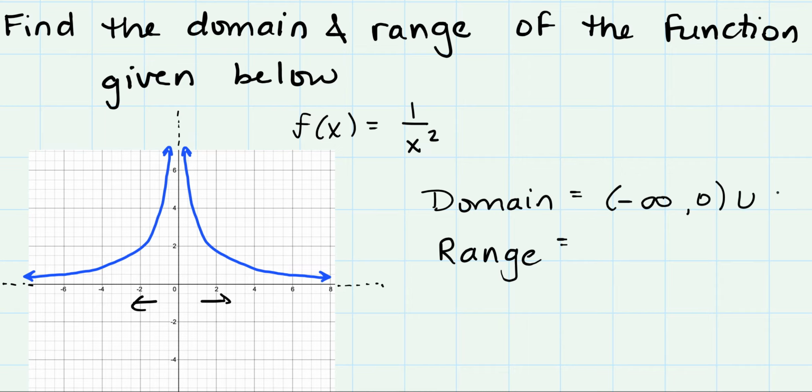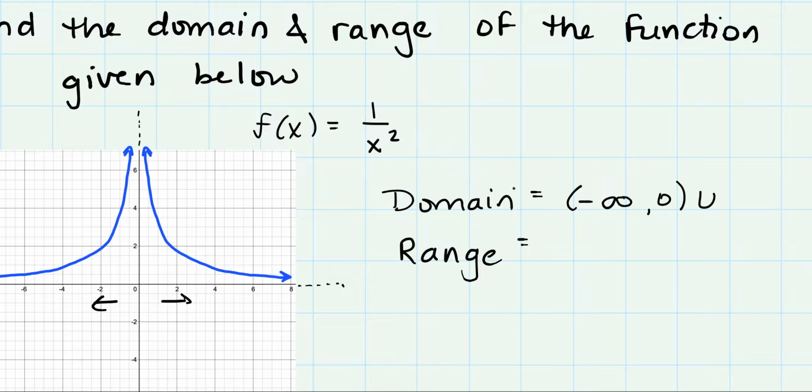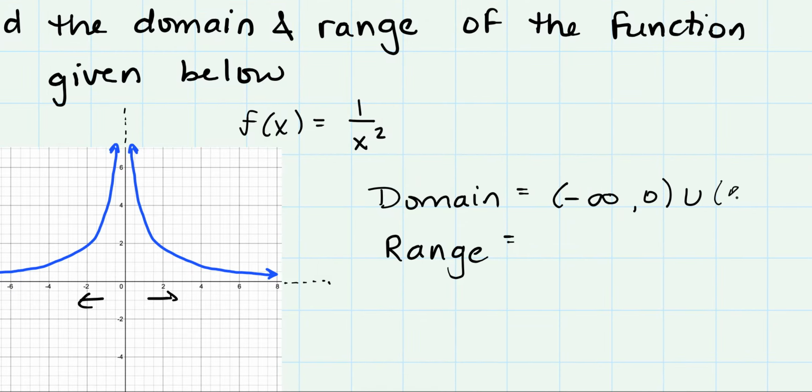So we have to take out that 0, and then we make a jump, and we go from 0 to infinity. Because now we're over on this side.